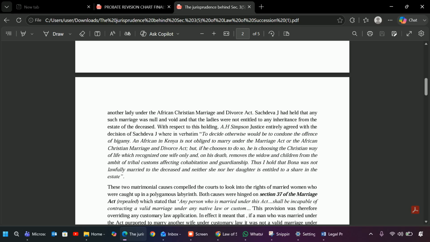With respect to that holding, Justice Simpson entirely agreed with the decision of Justice Devlin, where verbatim he decided to state that to decide otherwise would be to condone the offense of bigamy.